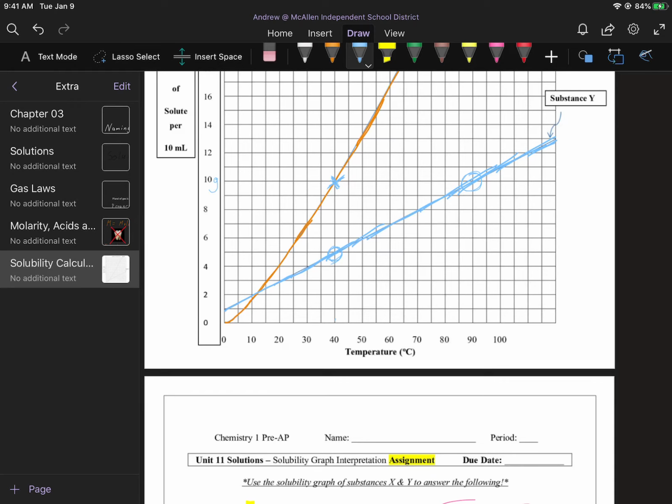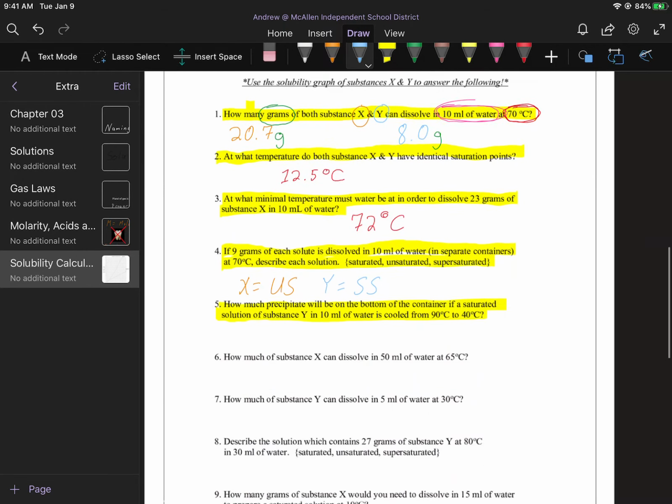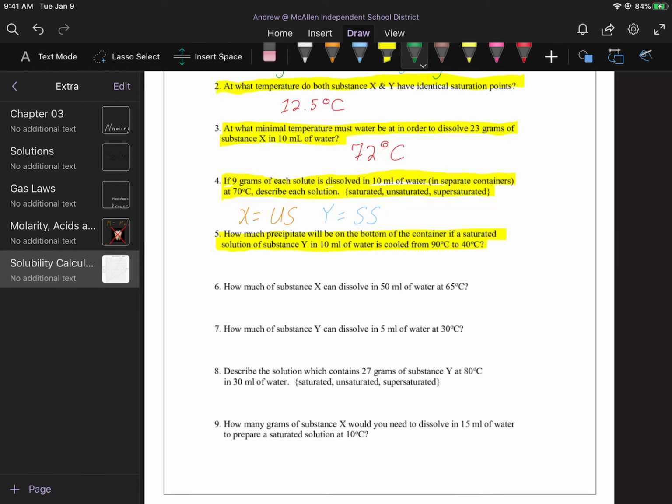A precipitate is when you have a solution and the solid that forms at the bottom is the precipitate. So when it was saturated, it could hold 10 grams. When we cooled it down, now it can only hold 5 grams. So the difference between the two is how much is now out of solution. It can't dissolve anymore, so it falls to the bottom of the container. 10 minus 5 is 5. So how much would be as the precipitate? 5 grams.